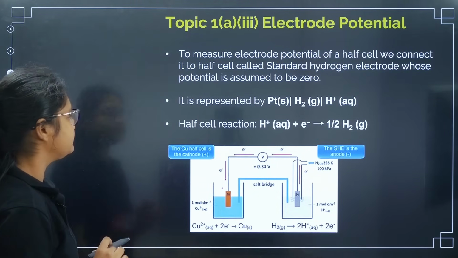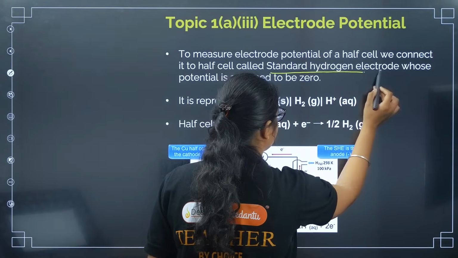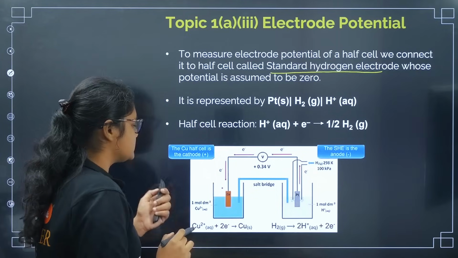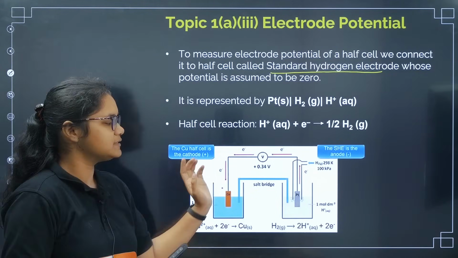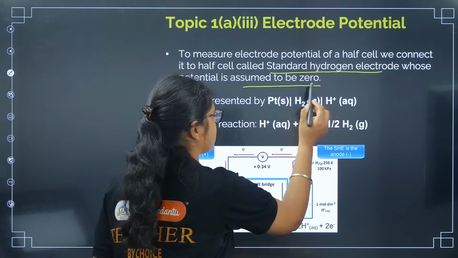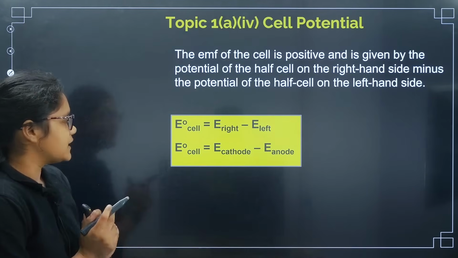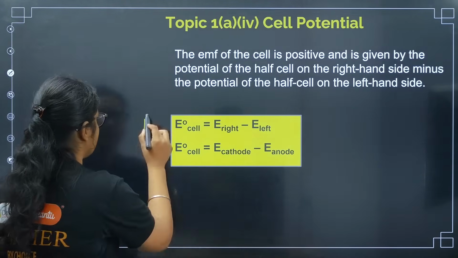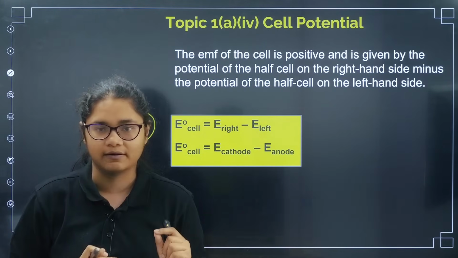Now, the standard hydrogen electrode is used to measure electrode potential. Whichever electrode potential you want to measure, you keep that on one side, and on the other side you take the hydrogen electrode, and the hydrogen electrode potential is assumed to be 0. Now coming to cell potential, how to calculate the EMF of a cell. This is very important, formula number 1 for electrochemistry. For solutions, 14 formulas we have done, right?